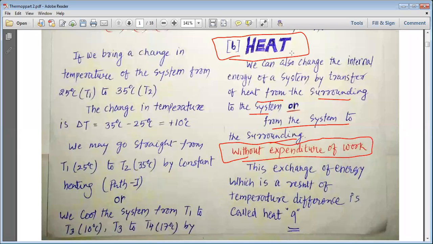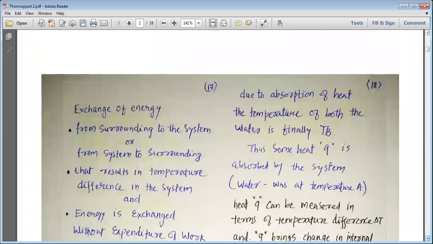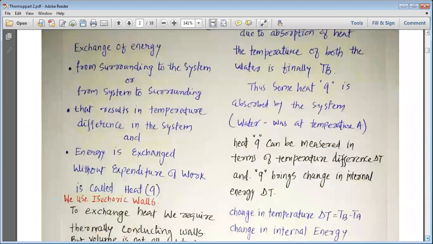We can change the heat content without doing any work, my dear students. Please remember this. This exchange of energy, which is a result of temperature difference, is called heat Q. So when you change the energy of the system without doing some work, and with the change in the temperature, the heat content of the system changes if you do not allow the work to be done.